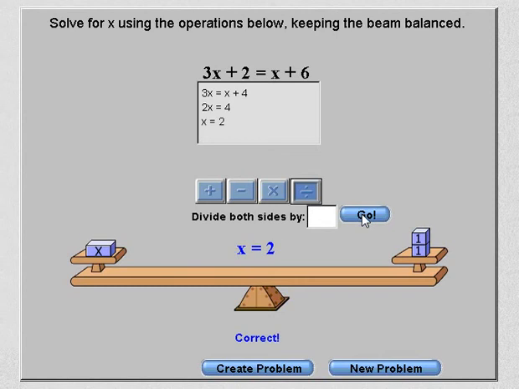As soon as I do that, I'm left with an x on the left and 2 unit blocks on the right, and my answer is x equals 2. Up here in the box, I can see all of my work, which is really handy so I can see the steps that I make, or if I make a mistake, I can go back and fix that mistake. When you're ready to keep going, you just click the New Problem button.